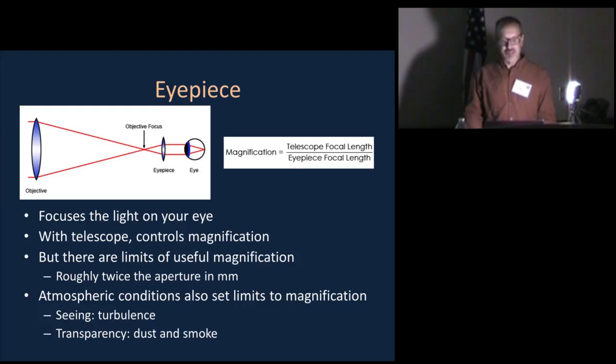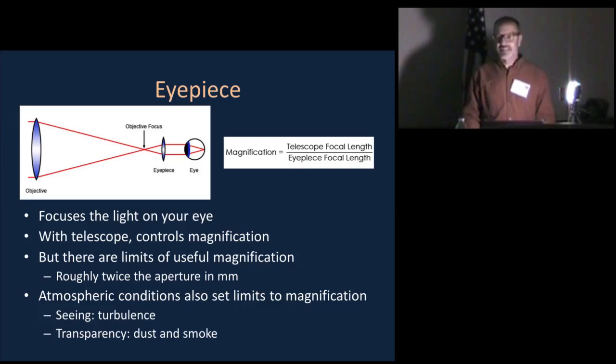Useful magnification is limited to be roughly twice the aperture of the telescope in millimeters. That's a rule of thumb, when you get into different effects of diffraction and other factors. And probably most importantly, there is a limit set by the atmosphere. The turbulence, the things that are in the air, the dust and smoke limit things. Around here, a good night is probably 400x or something like that. I think I've had up to seeing things at 600x on a good night.